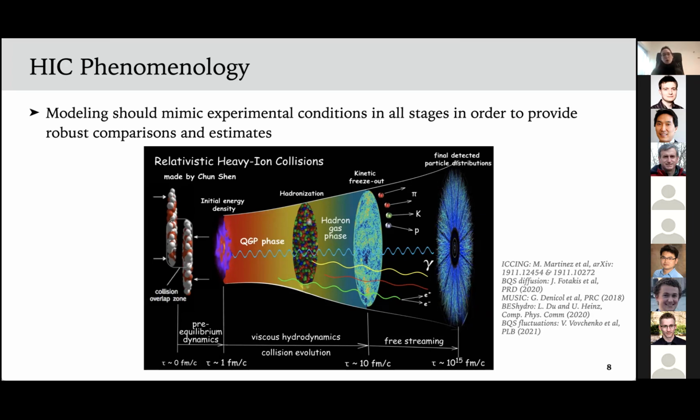And with further cooling, we finally have such a sparse system that the particles can actually no longer collide elastically. And so this is known as kinetic freeze-out. And after these freeze-out stages, the particles are free to fly into the detectors to be measured and analyzed.